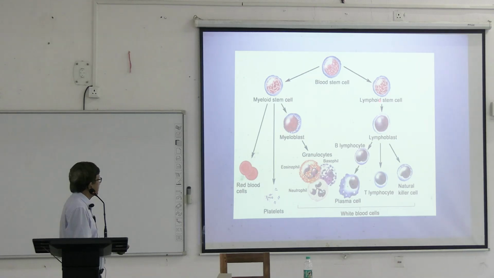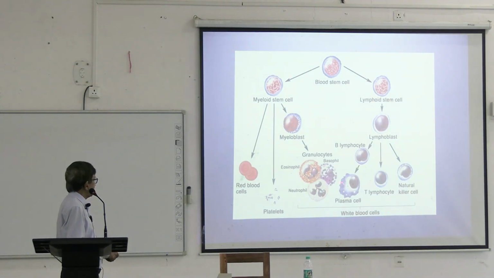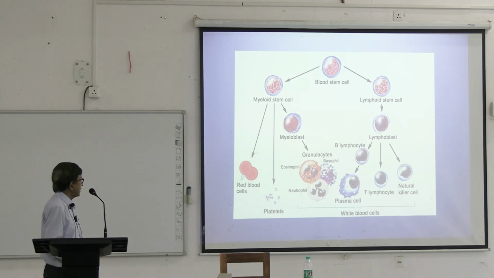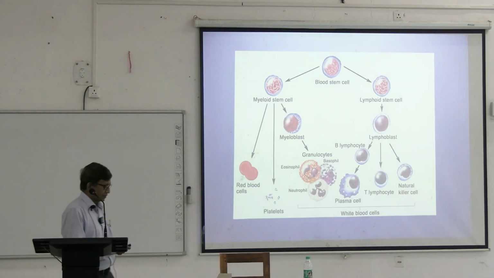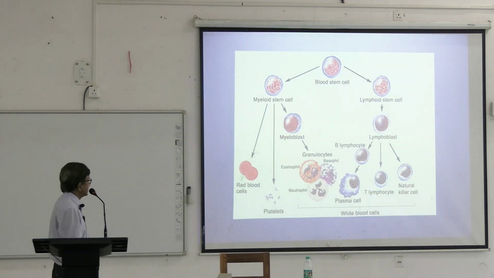This is for lymphoid stem cell, lymphoblast. This B lymphocyte, then plasma cell. Exactly, it looks like this. It's very easy to identify plasma cells. Not a very difficult task.